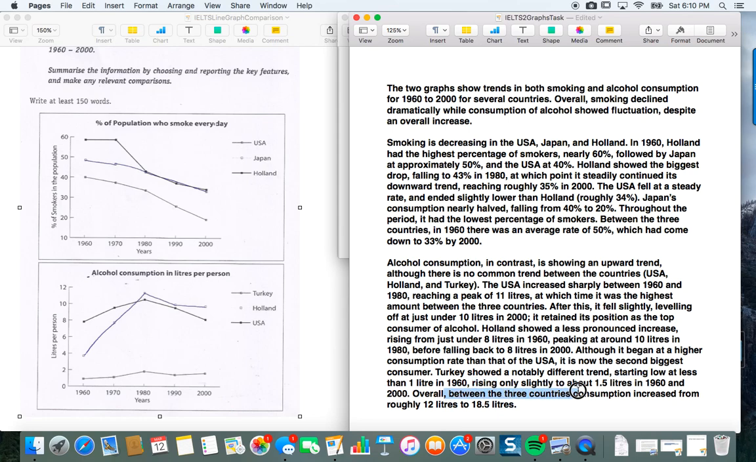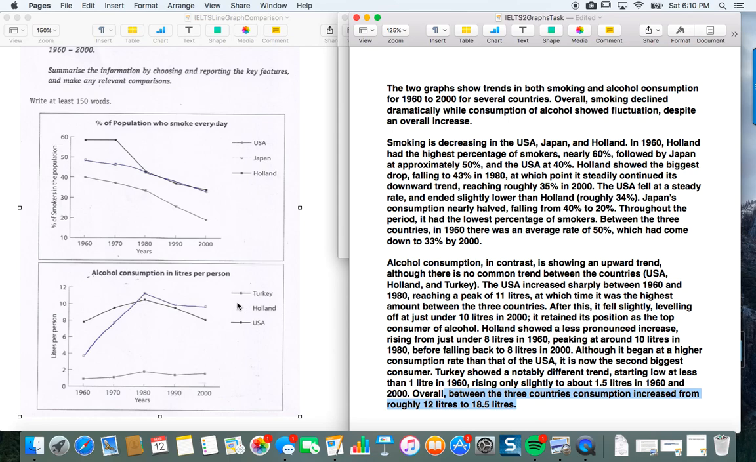Overall, between the 3 countries, consumption increased roughly 12 liters to 18.5 liters. So again, I'm highlighting that the numbers here were lower than these numbers. And again, this is probably the number 1 thing that students miss, is they don't pay attention to the starting and finishing period and what that tells us, all right? The macro trend. Overall, people are smoking less, but they're drinking more.